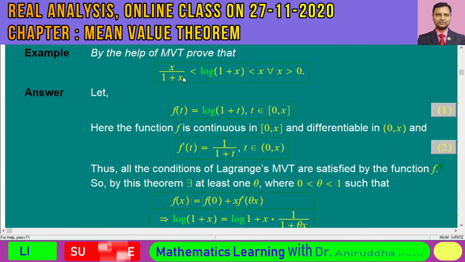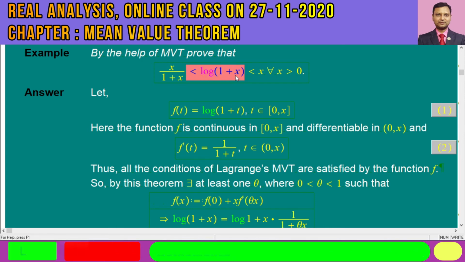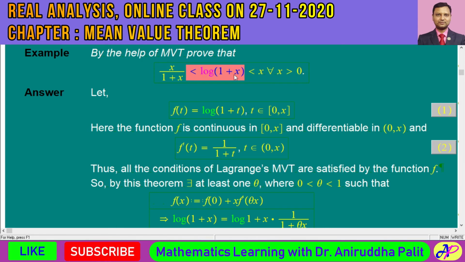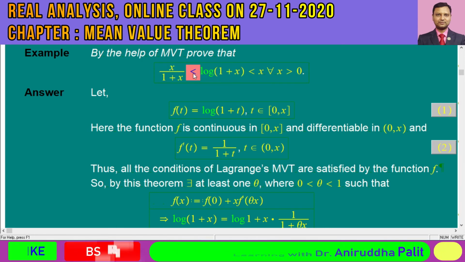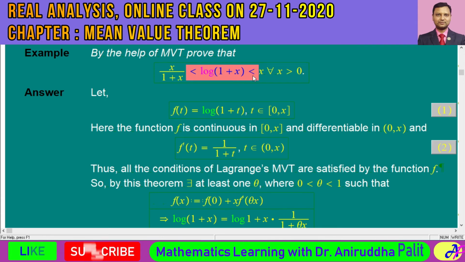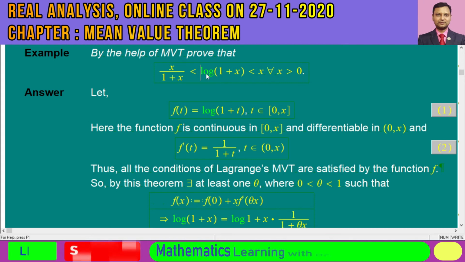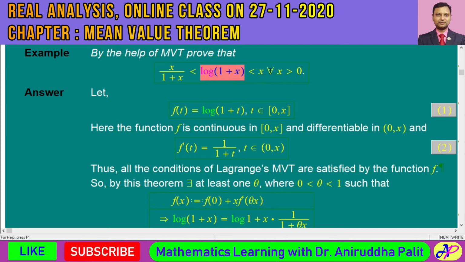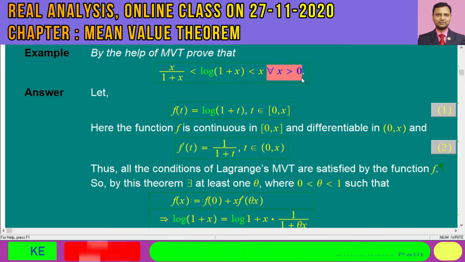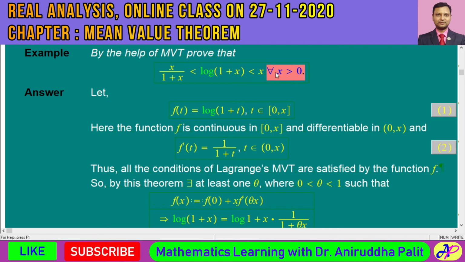Now, in this case, we have to prove this result with the help of the mean value theorem. You have probably already proved this kind of result in your class 11 and 12. It is given that x by 1 plus x is less than log of 1 plus x, and that is less than x for all x greater than 0. We have to prove this result by the mean value theorem.